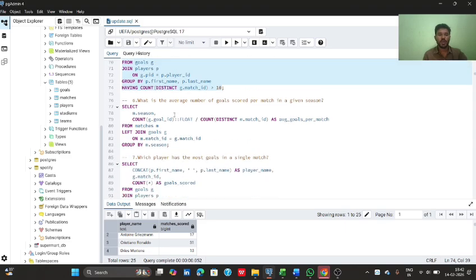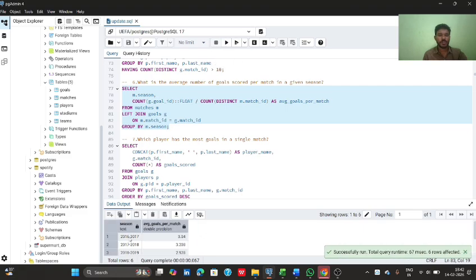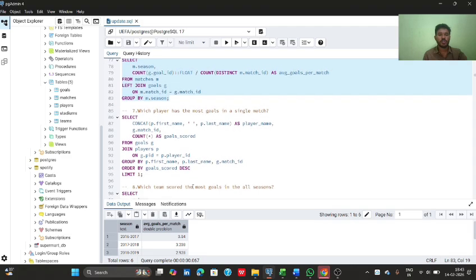The next one is what is the average number of goals scored per match in a given season. Here I use left join. It is the season and the average goals per match. 16 to 17, 3.04, 17 to 18, 3.208, based on that season and the average goals per match.